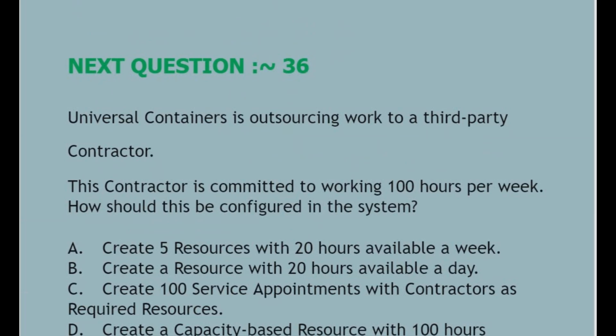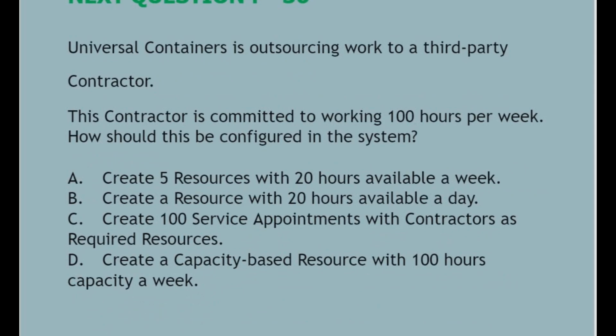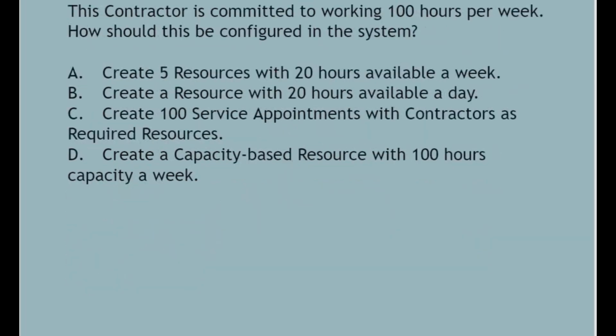Question is, Universal Containers is outsourcing work to a third-party contractor. This contractor is committed to working 100 hours per week. How should this be configured in the system? Option A, create 5 resources with 20 hours available a week. Option B, create a resource with 20 hours available a day. Option C, create 100 service appointments with contractors as required resources. Option D, create a capacity-based resource with 100 hours capacity a week. Correct answer is option D.